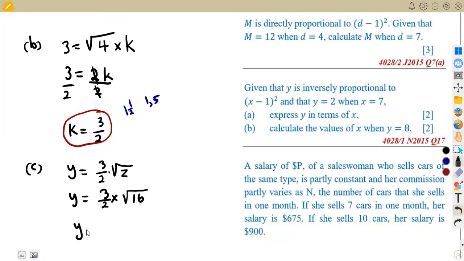So at the end, what are we going to obtain? We are going to obtain 3 over 2 times the square root of 16, which is 4 in this case, all right? This is the same as 4 over 1, so we can reduce: 2 into 2 is 1, 2 into 4 is 2. Then you combine the numerators together, so 3 times 2 is 6. So you're going to obtain Y as 6 over 1, which is 6 in this case.